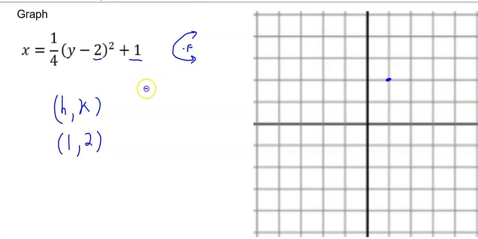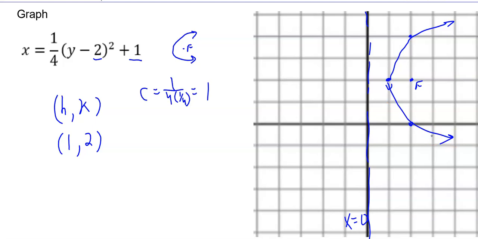to the right. c is 1 over 4a, so 1 over 4 times 1/4, which is 1. So c is 1, so I'm going to go 1 unit to the right from my vertex, which will be my focus, and 1 unit to the left will be my directrix, x equals 0. Again, you could have used all formulas to get that. I didn't use that. There's 1 unit between the vertex and the focus. So I'm going to go 2 units up from the focus and 2 units down from the focus and make my points and draw my graph. Something like that would be your graph.